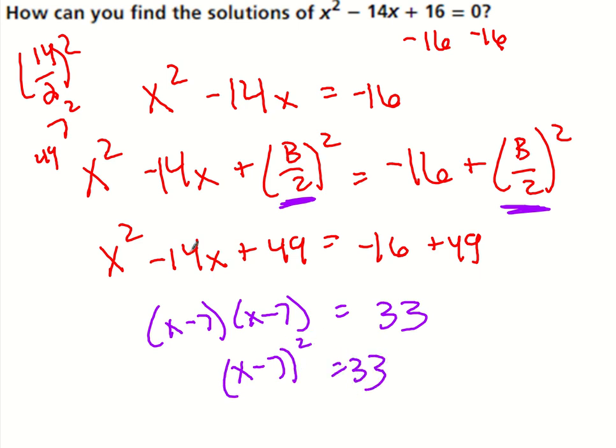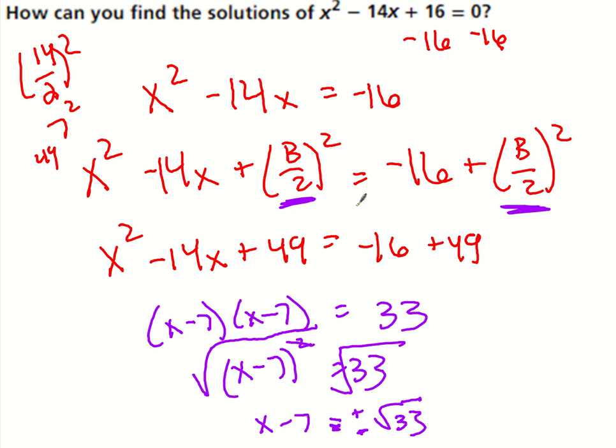Now I can solve this by taking the square root. If I take the square root of both sides, that cancels out the square. So I really just have x minus 7 equals the square root of 33. I don't know what the square root of 33 is, so I'm just going to leave it as square root of 33. I'm not going to do anything with this right now. And now I am going to solve my equation. But what I do know is that the square root of 33 is going to give me a positive and a negative number. And that's important because that gives me my two solutions.